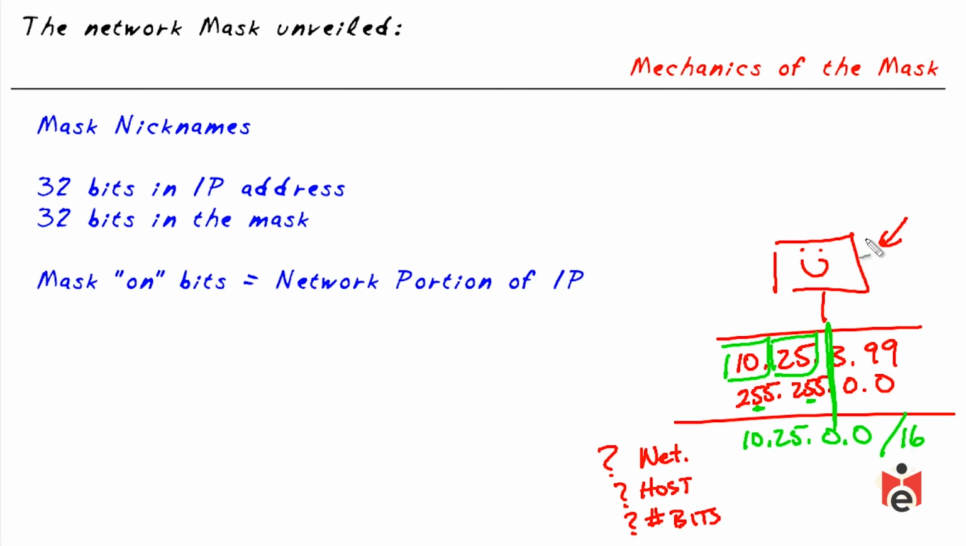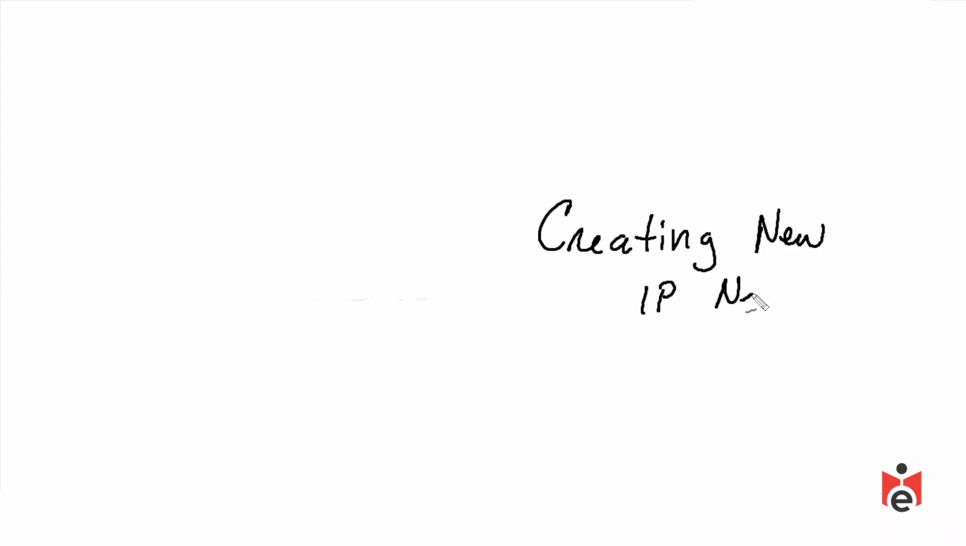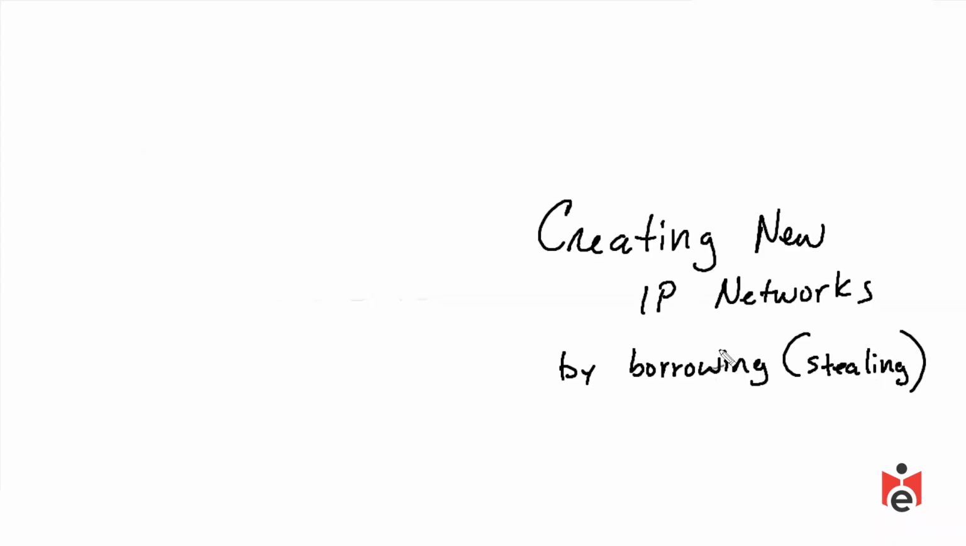So this computer with the IP address of 10.25.3.99, the first two numbers are the actual network right here, and the last two numbers of 3.99 represent the actual host portion, or this guy's unique identifier on that network regarding IP addressing. And as we mentioned, there's 16 bits being used for the network, and there's also 16 bits available for host addressing.